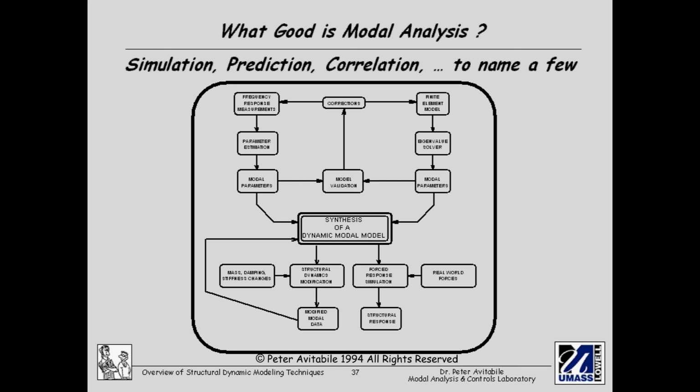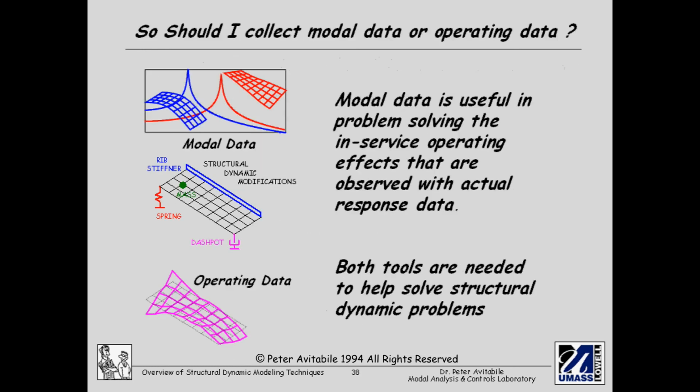So we may do some correlation of the model and then maybe do some adjustments to the model. The end result is that I'm going to develop the dynamic modal model, and that dynamic modal model can be used for structural modification, correlations, simulations, predictions, and we can use real-world forces to predict what the response of the system will be, and if we don't like the response, then we can go back and make some structural changes and continue this in a loop until we converge on a solution that makes sense for whatever it is we're trying to determine.